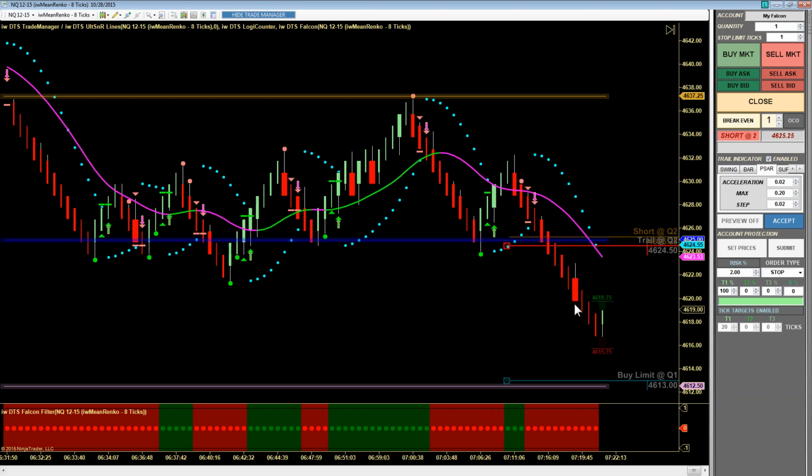So now that we've broken out here, we're getting some thin bars. Hopefully the market's going to move a little bit lower. 46.16, it looks like there's a little bit of a reaction there. Come on.